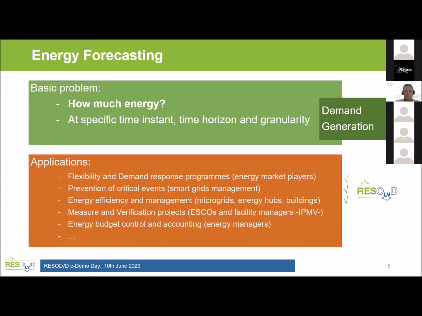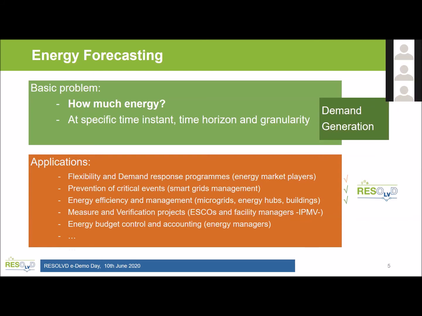Also, the energy services companies or people that are involved in energy management programs would be interested in creating baselines and from this estimating the savings of specific actions. So it means managing energy in measurement and verification projects, following the international protocols for this, or also people that are in charge of controlling the energy budgets in the institutions and want to have some estimation of the possible energy consumption in the next days or months, depending on this concept of granularity.